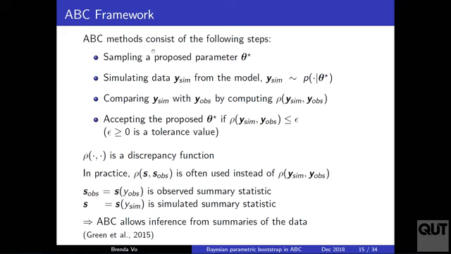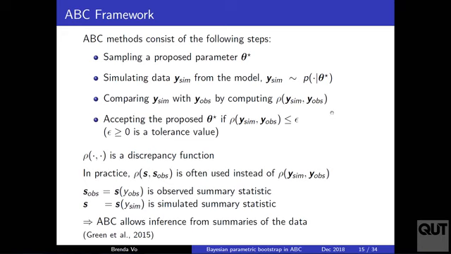Basically, the first step is sampling a proposed parameter theta star. Where do we sample that? It depends on the algorithm that you use. If you use ABC rejection, you sample from the prior or from the importance distribution. If you use SMC ABC, then you sample from the previous iteration. So it's different depending on the algorithm. You simulate data, I call it Y-sim, from the model, given that parameter theta star. And then you compare the simulated data with the observed data by computing the distance rho.